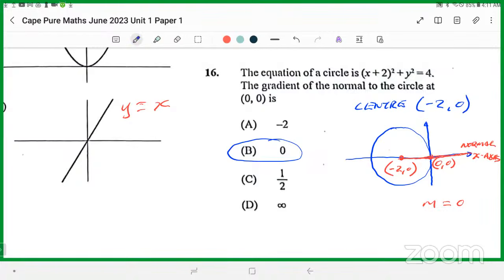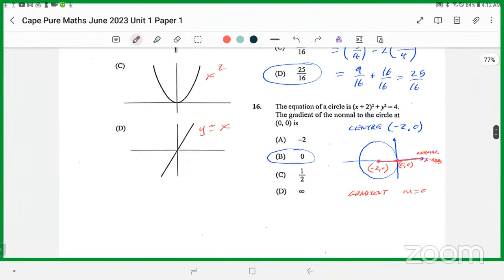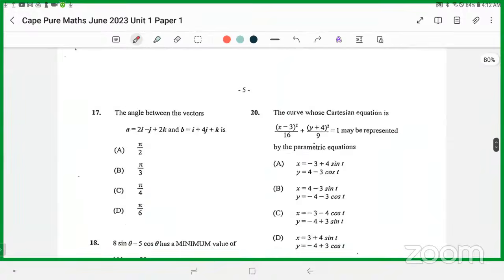Horizontal line gradient. Sometimes these simple questions give problems. The gradient is just that horizontal line passing through the center, which is negative 2, 0, on the x-axis, and I want the normal at the point 0, 0, which is a point on the circle. That is it. Yes, that is correct.